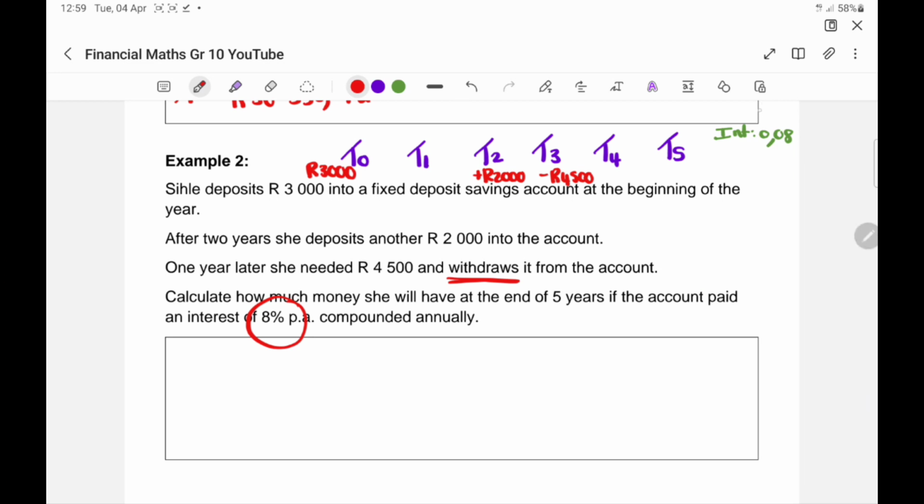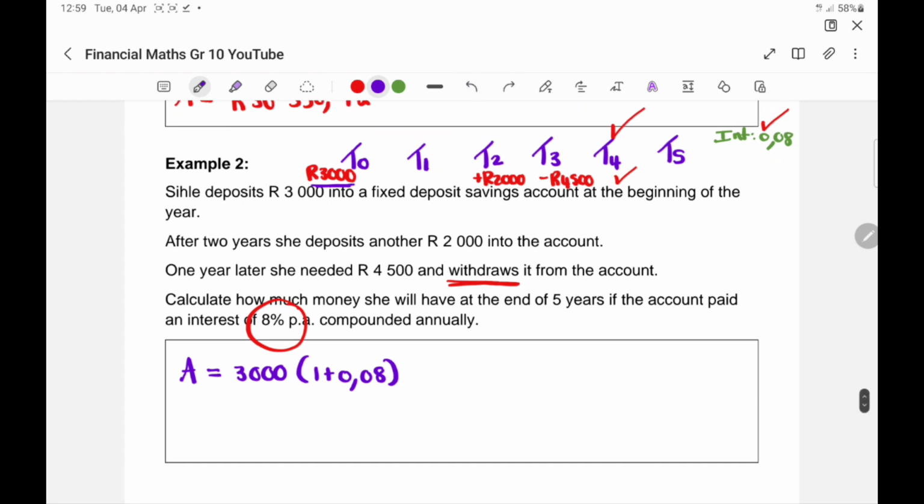We've got the interest, so I would normally give 1 mark for the interest, 1 mark for the time, the terms written down, and then 1 mark for your amounts added and subtracted. Okay, so let's start. A is equal to, we start with 3,000, the first amount, 1 plus 0.08, all raised to the power. How many bunny hops to the end? 1, 2, 3, 4, 5 bunny hops.